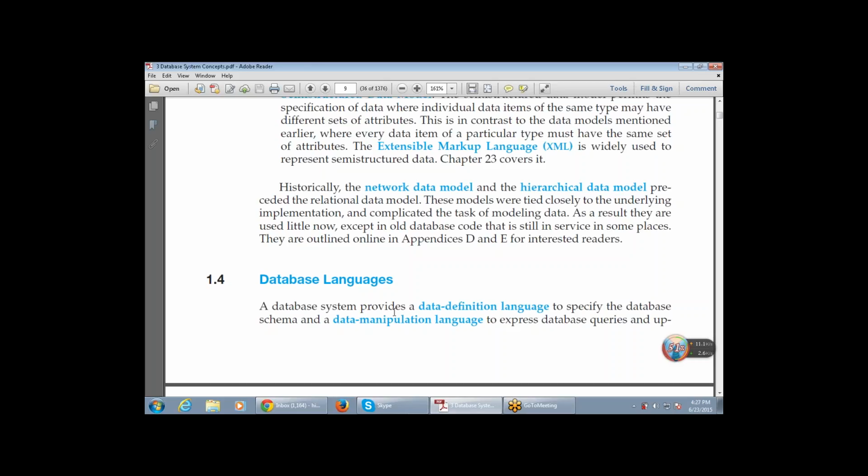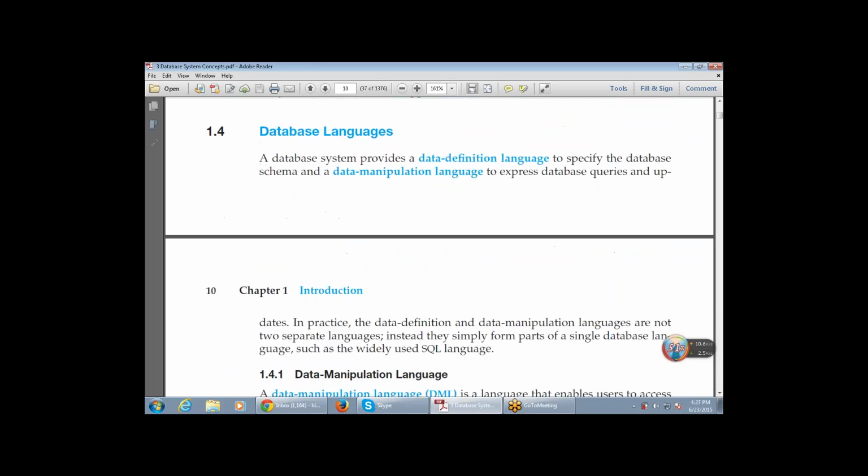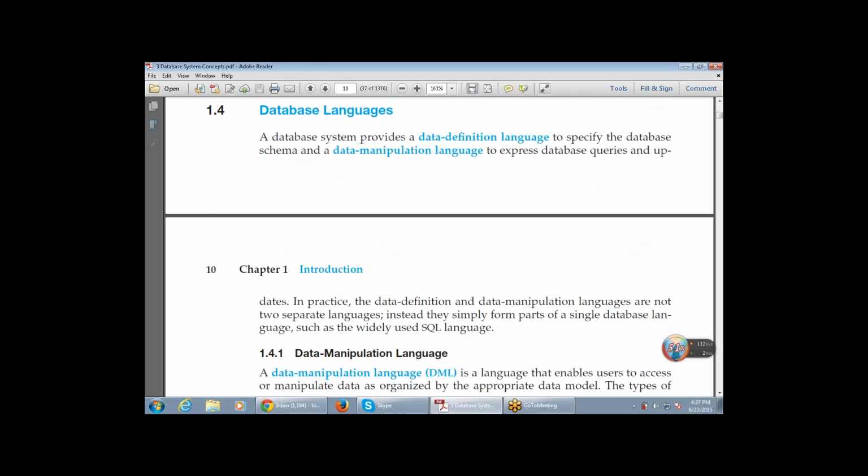A database system provides a data definition language, that is DDL, to specify the database schema. That is, the design of the database is specified by using the data definition language. And a data manipulation language to express the database queries. So one is the data definition language that describes the database schema, the overall design of the database. Then the data manipulation language expresses the database queries and the various updates.